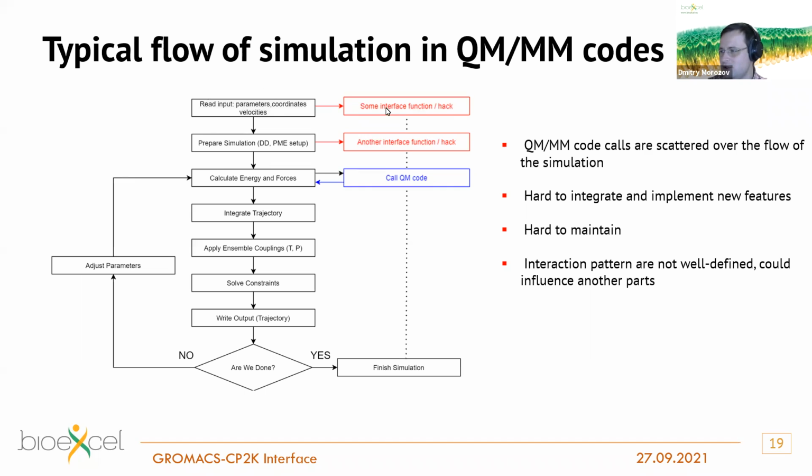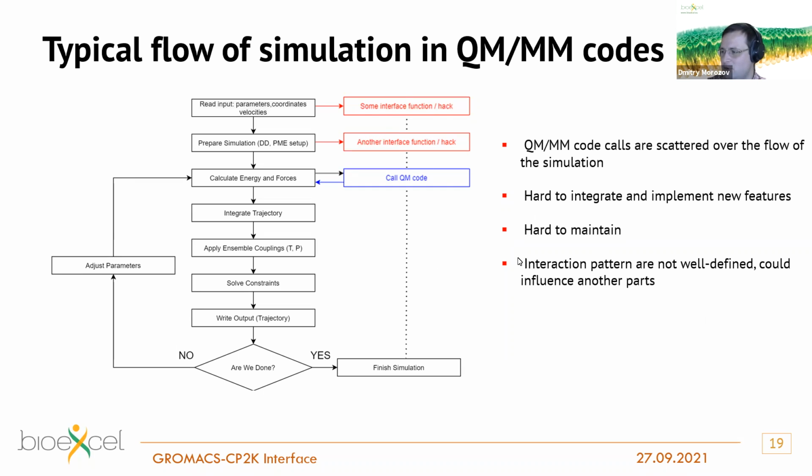So what it causes is that your QM/MM code is usually scattered over the whole cycle of the MD simulation. It's really hard to integrate and implement new features or change something because you will need to look where to change and where to hack into the code again. It's really hard to maintain. It's one of the main reasons. It's almost not maintainable, because if at some point something changes in the QM package, you need to redo basically everything here. Yeah, it often happens, and then you need to cut and redo everything.